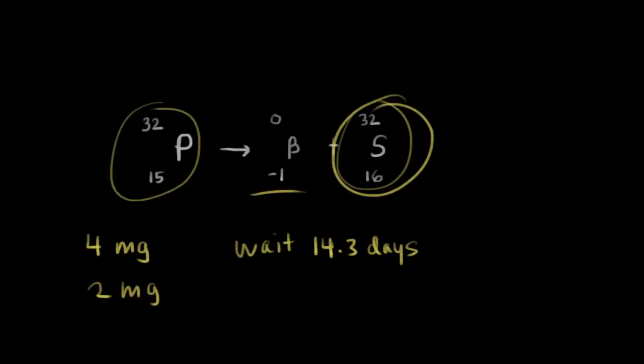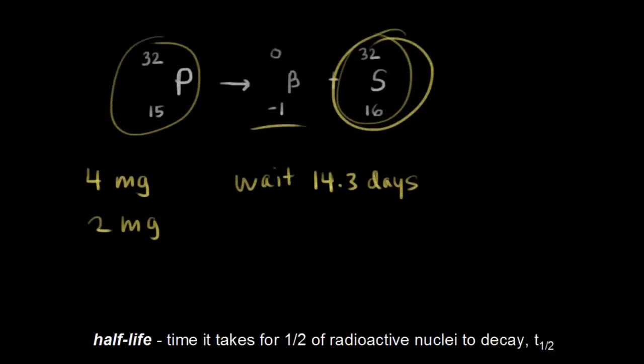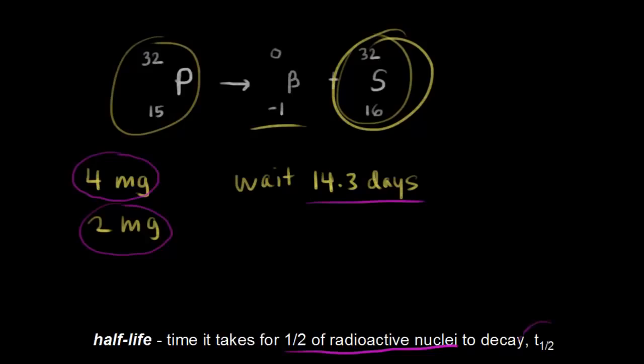And this is the idea of half-life. So let's look at the definition for half-life here. It's the time it takes for 1/2 of your radioactive nuclei to decay. So if we start with 4 milligrams, and we lose half of that, then we're left with 2 milligrams. And it took 14.3 days for this to happen. So 14.3 days is the half-life of phosphorus-32. And this is the symbol for half-life. So 14.3 days is the half-life for phosphorus-32.